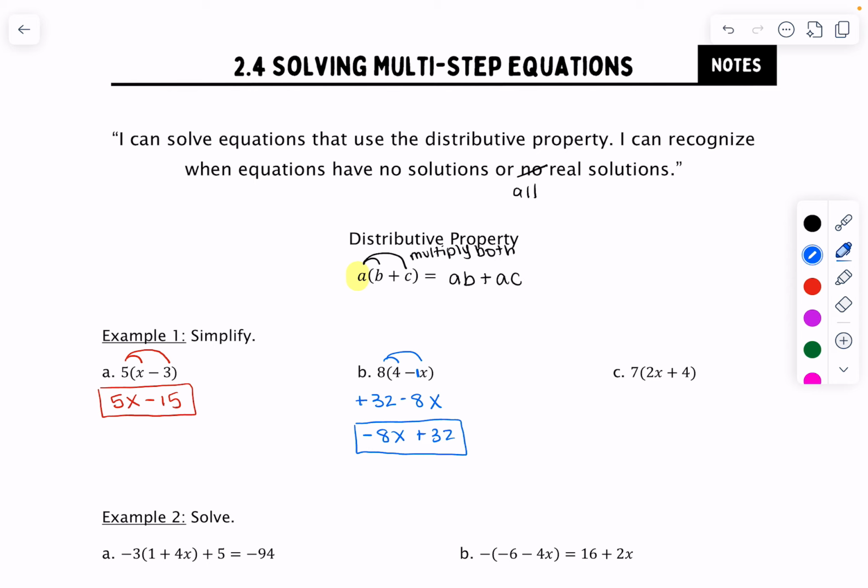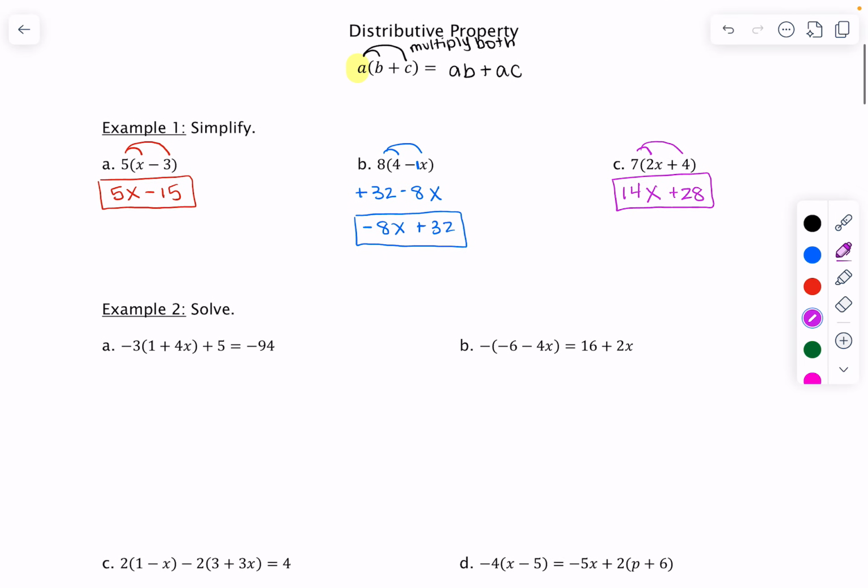And for C, same thing. Distribute 7 to 2x and 4. When we distribute 7 times something with a coefficient in front of the x, we multiply those two numbers. So 7 times 2 is 14. Bring the x down with it. 7 times 4 is 28. So 14x plus 28.